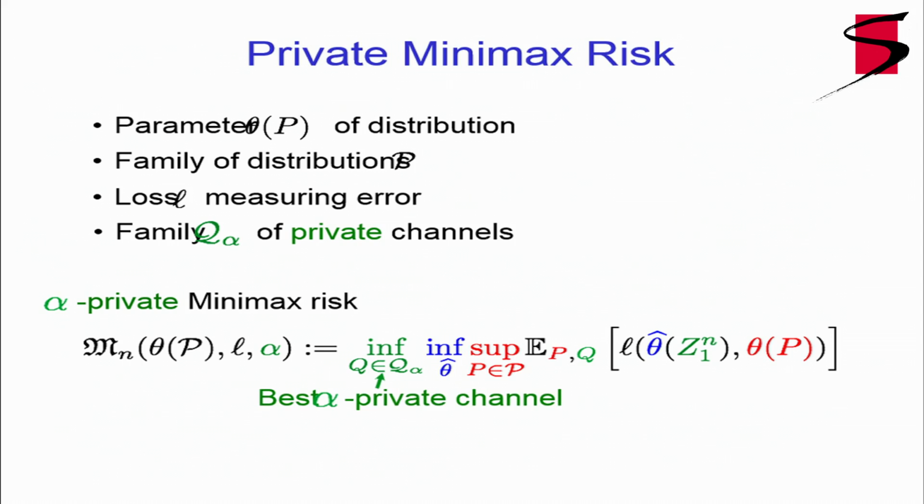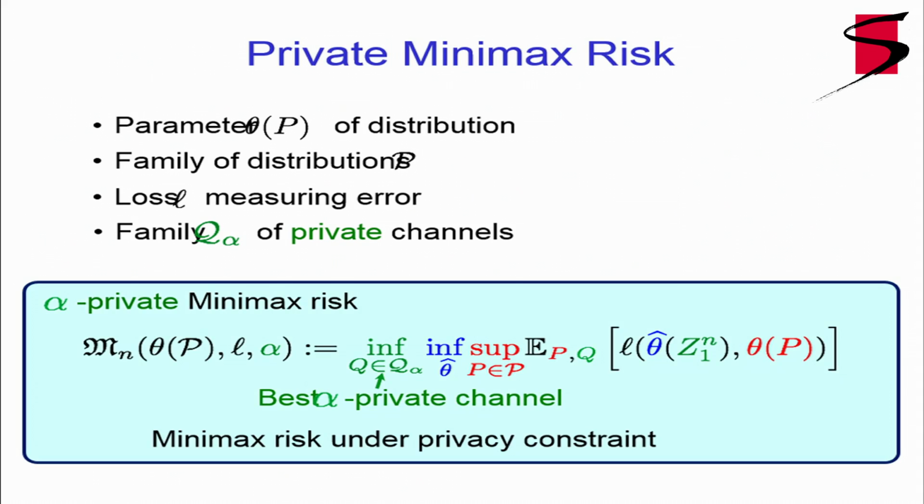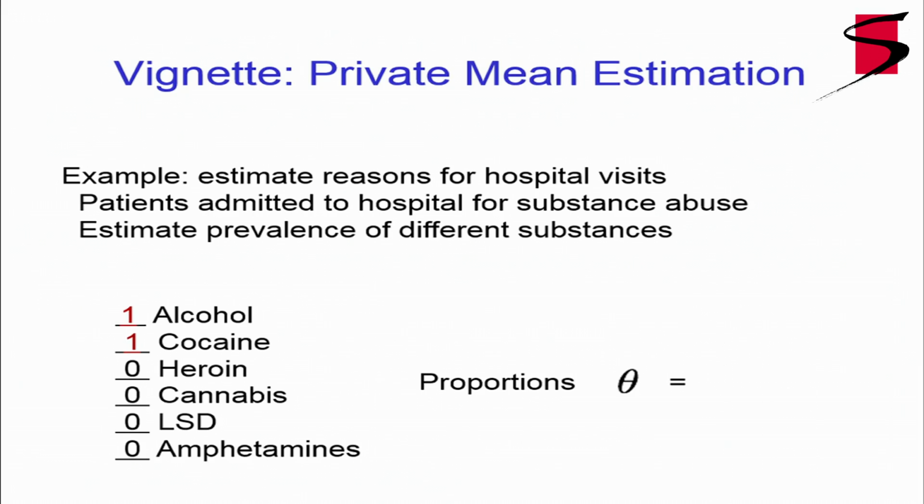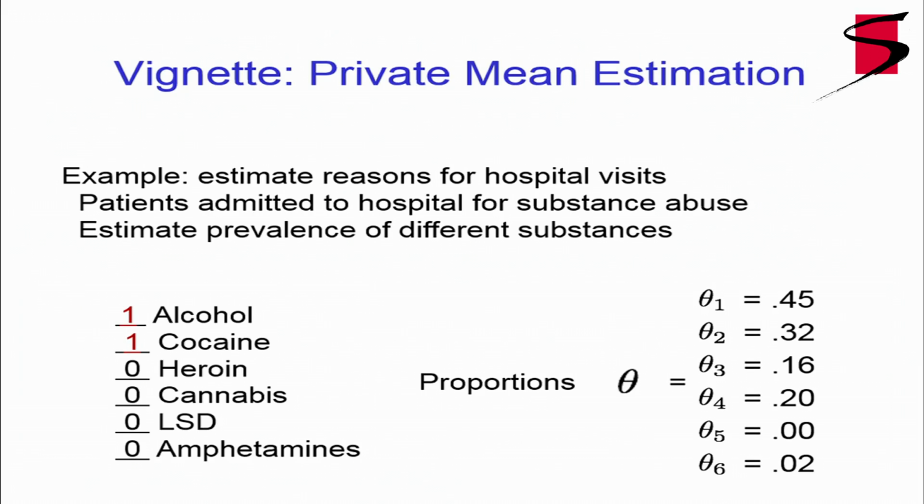So let me just make this really concrete to help fix ideas. Let's suppose that people have been coming into hospitals and they abuse various substances. This particular person abuses alcohol and cocaine, and not others. And in the underlying population, there's a set of proportions of abuse of these various substances given on the right over there. So from data on the left, I'd like to estimate the proportions on the right.